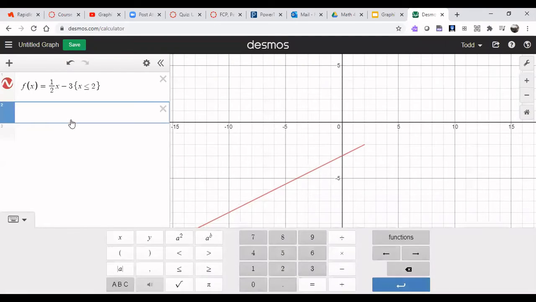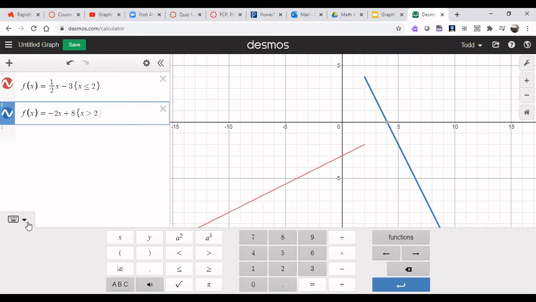So for piecewise, the second one, f of x equals negative 2x plus 8. And that one is going for x greater than 2. Get rid of your keyboard.